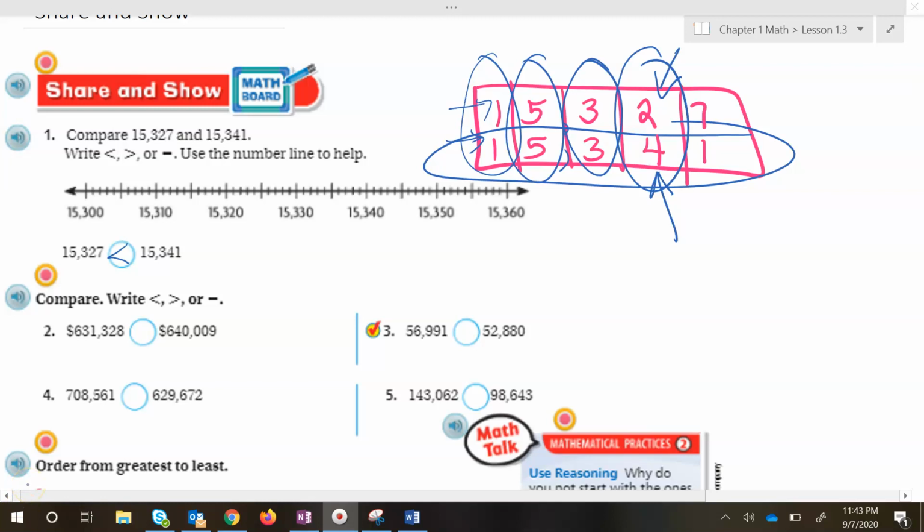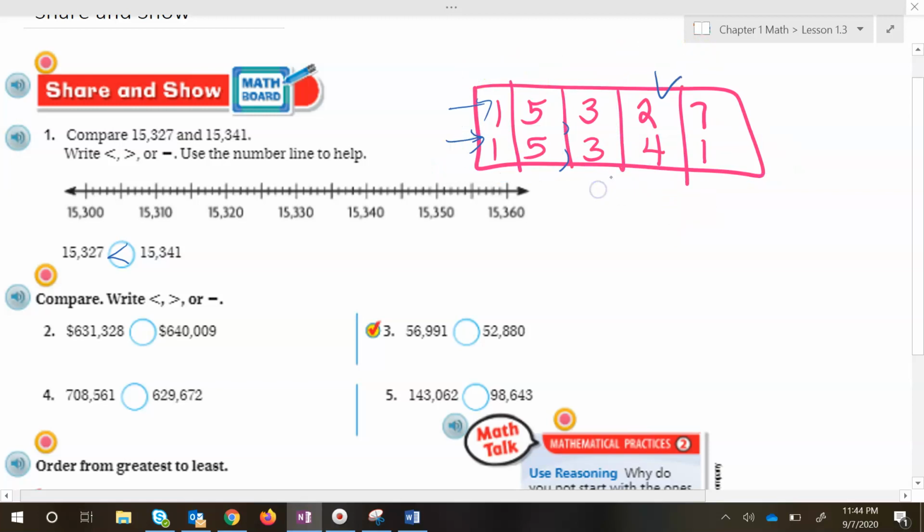You can also use this number line that's been provided. I find that it's easier to use the place value chart. It's easier to draw, it's easier to compare, you know, and the numbers are right on top of each other so that you can see them a lot better. But a number line is also very efficient if you can draw it correctly.